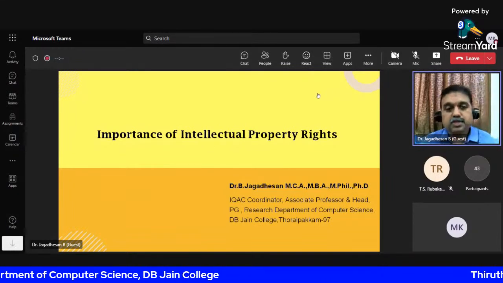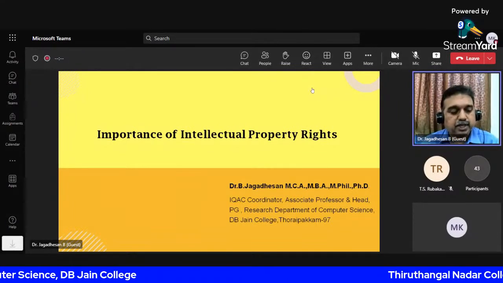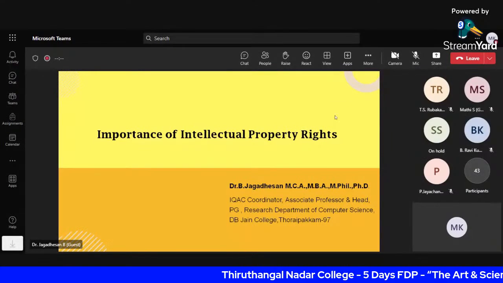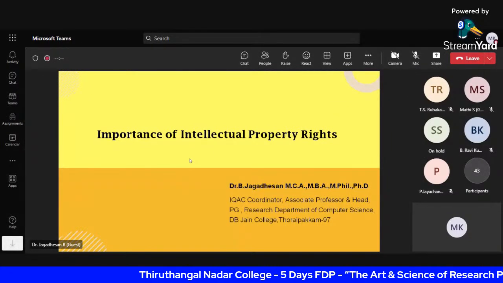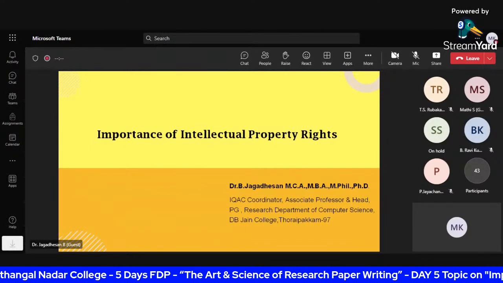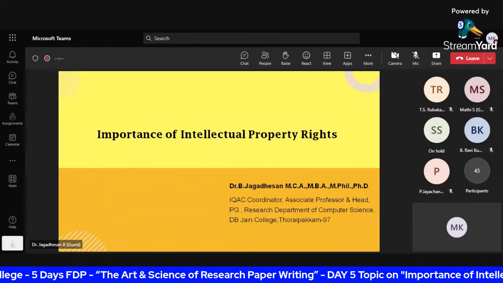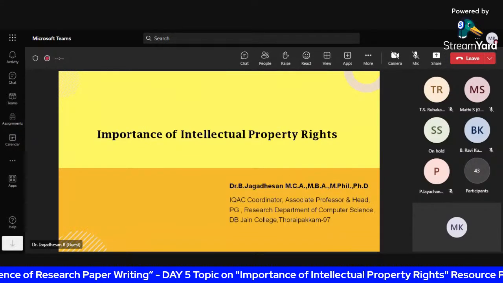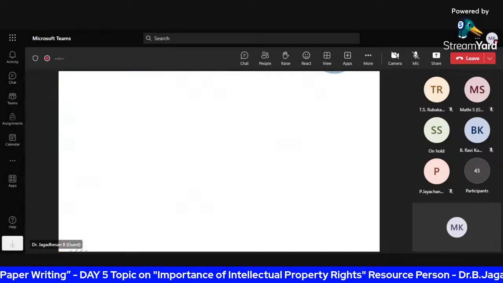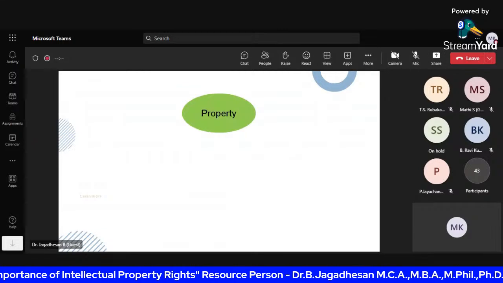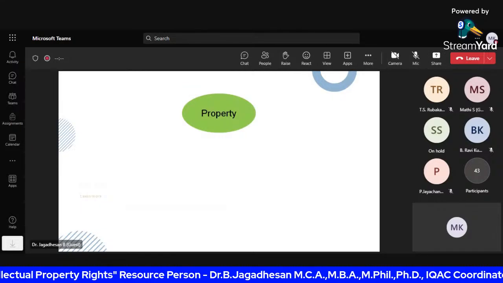First of all, what is meant by the importance of intellectual property rights? What is meant by intellectual? What is meant by property? What is meant by rights? We are aware of property, but intellectual property is different. What is meant by property? Simply said, property is an asset.